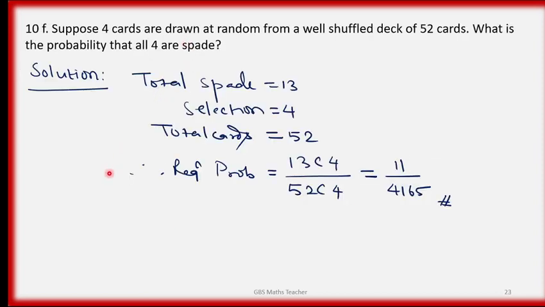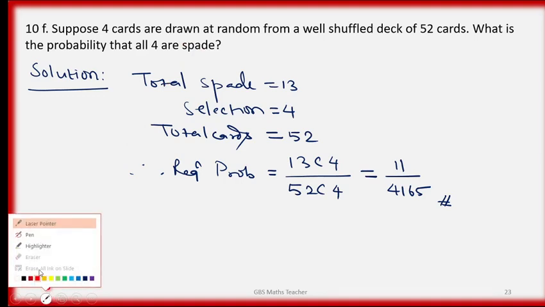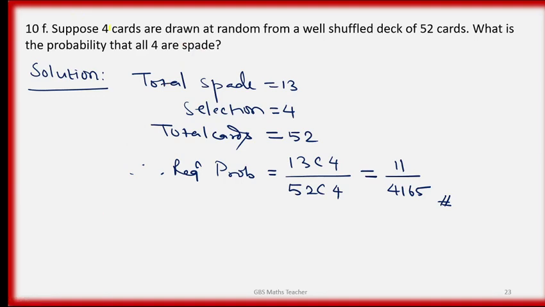Now question 10F, dear students. 4 cards are drawn at random from 52 cards. What is the probability that all 4 are spade? So total spades are 13, selection 4 cards, total cards 52. So the required probability is 13C4 by 52C4. Out of 13 spades 4 are selected, out of 52 cards 4 are selected, then this is the required probability. I hope you get it.